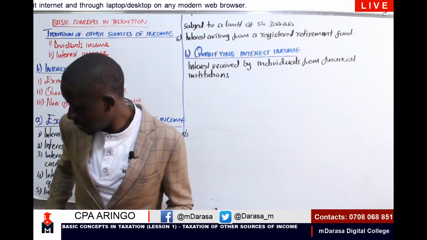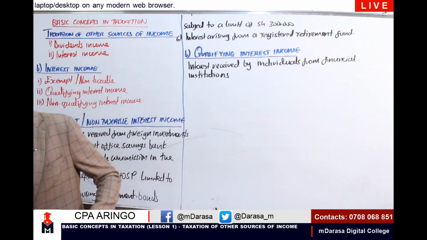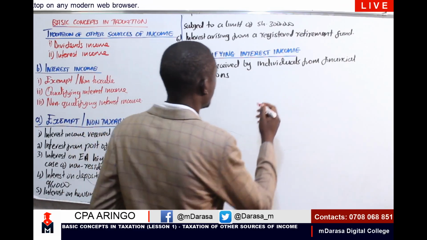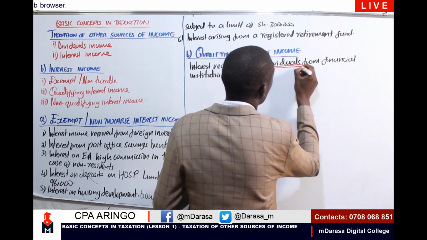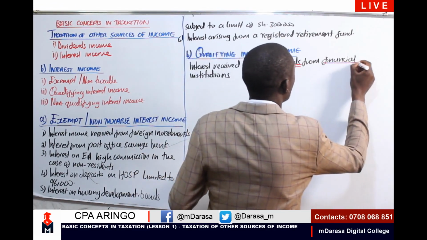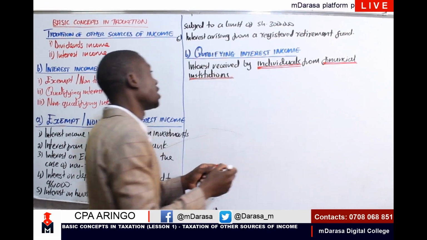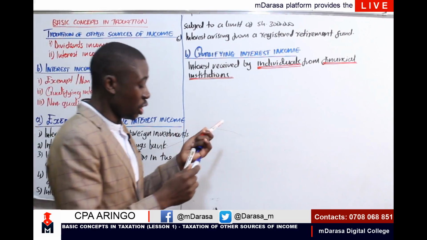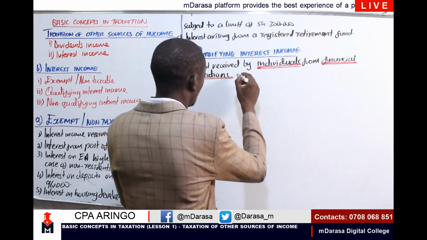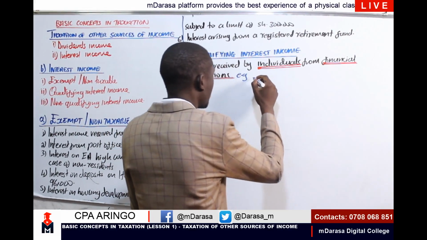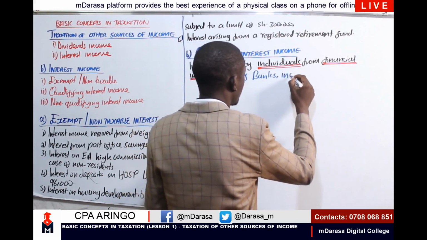And I'm really insisting, we are talking of what? Financial institutions. Let me underline these words. Interest received by individuals. It should be individuals, you see, from financial institutions. Examples of such, for example, we can talk of banks, maybe insurance.